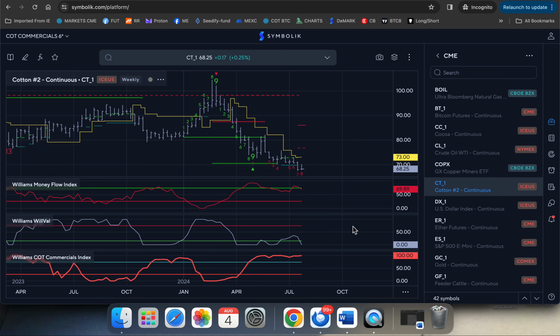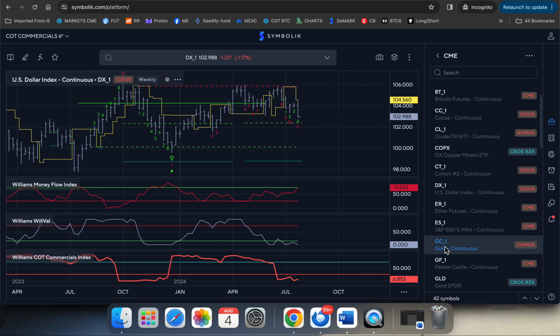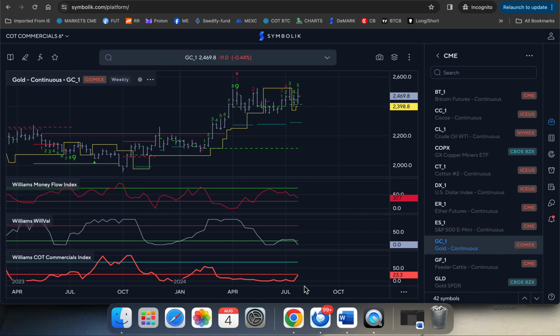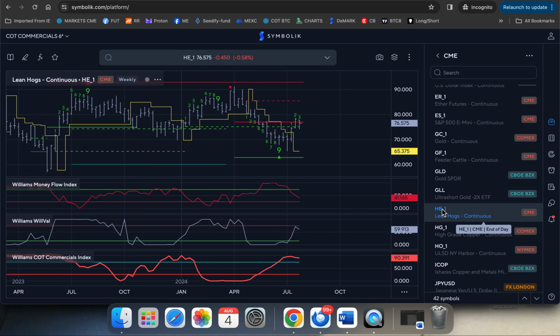I went through most of them. They're in cotton, but cotton's not bouncing yet. The dollar index, pretty weak. They're not in the dollar. They're not in gold, but they're starting to accumulate gold. They slowly came off the bottom. You go to lean hogs, they're in heavily. See, this is what you want to see right here. You got your 9 count. You got heavily invested commercials. And you see what the price did.